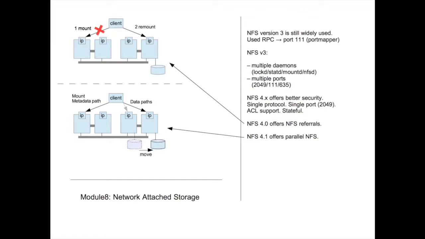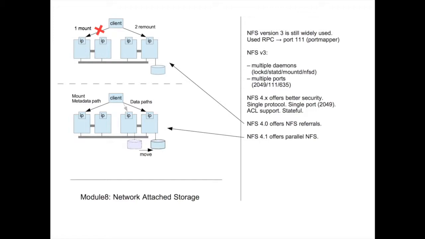NFS version 4.1 offers parallel NFS, which means that the mount through an IP address will still be valid even if the IP address is not local to the volume, but the data path that the client will use will be a path via an IP address which is connected to the node that also hosts the volume. This has an additional advantage because if the volume gets moved, then the data path will move along, which is very nice. Interesting to note is that version 3 uses multiple daemons and multiple ports, whereas version 4 only uses one port and one single protocol.